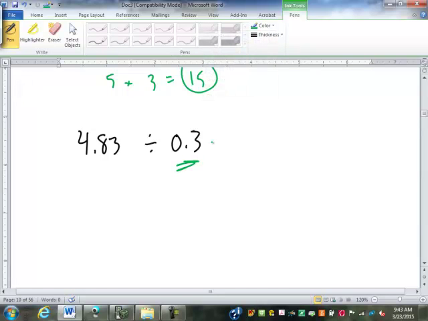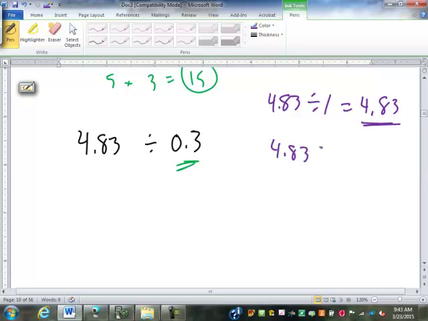Well, let's step back. If you did 4.83 divided by 1, what do you expect your answer to be? Divide by 1, anything, you get the same thing, right? You don't change it. 4.83 divided by 1 is 4.83. Make sense? If you divide by something larger than 1, if you divide 4.83 by 2, do you expect the answer to be bigger than or smaller than what you started with? Smaller. 0.415 is what you end up getting there.